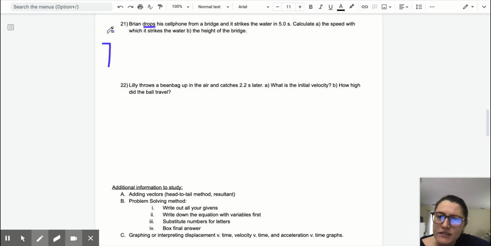Again, with these, it's usually helpful if we draw a diagram, just so we can imagine what's going on, and we can label our variables. So Brian drops his phone, and it strikes the water 5 seconds later.